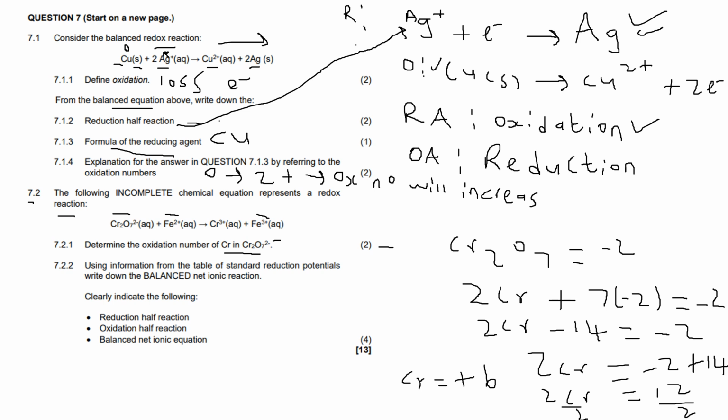Using the information from the table, I'm going to use table 4A again. Then write down the balanced net ionic equation.